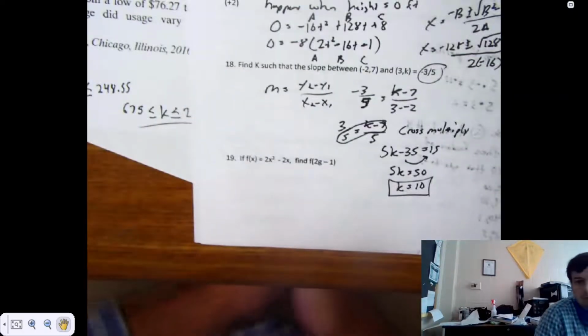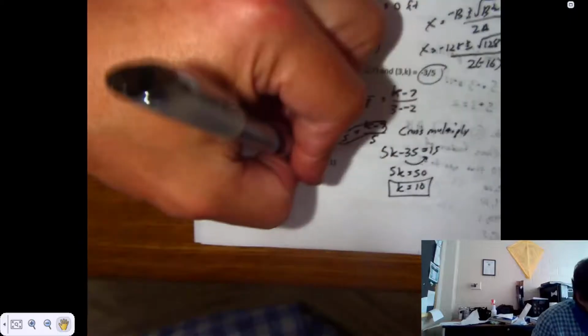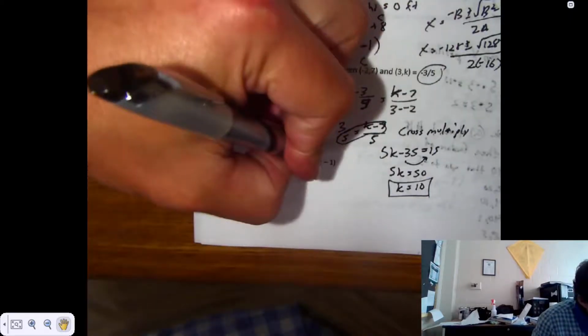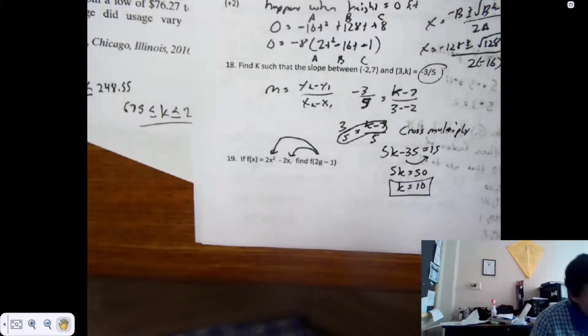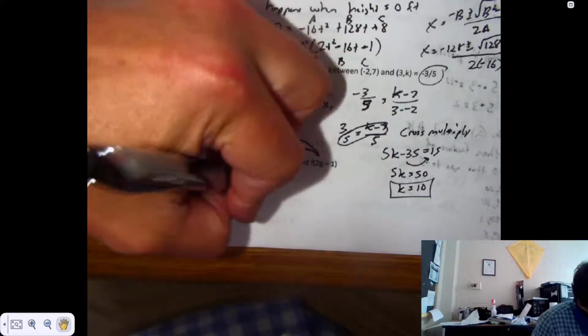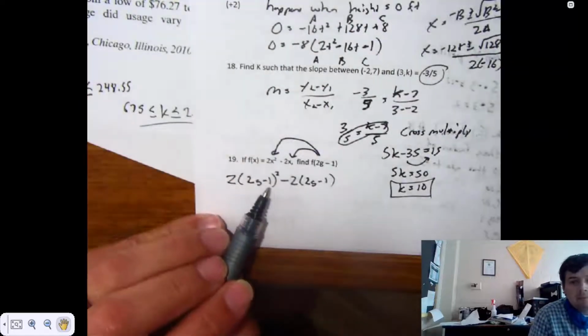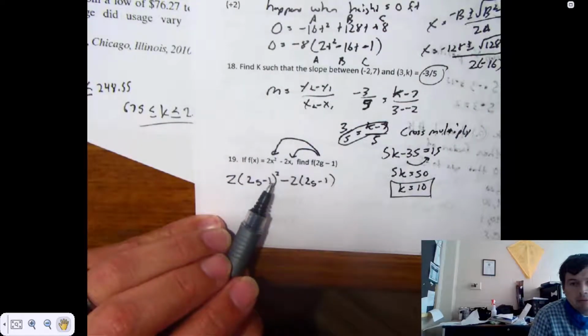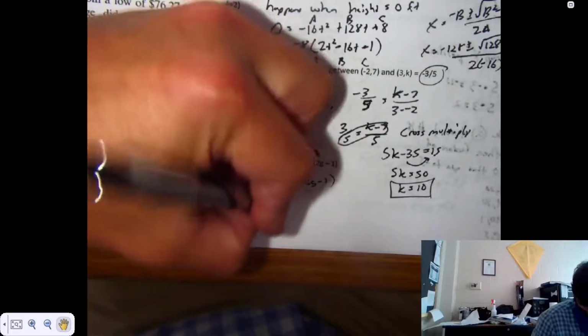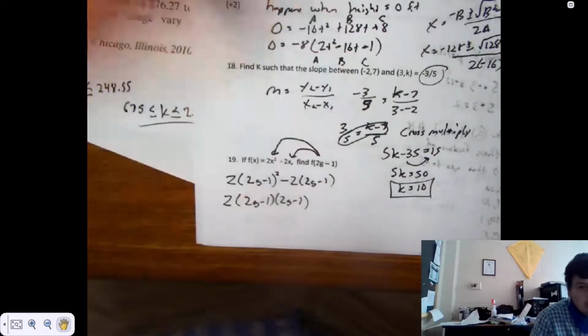19, find f of twice g minus 1. That means everywhere you see an x, you plug this in. That's what it means, kids. So we have 2 times (2g minus 1), and that is squared, minus 2 times (2g minus 1). You write this twice in FOIL: 2 times (2g minus 1) times (2g minus 1). Distribute, minus 4g plus 2.